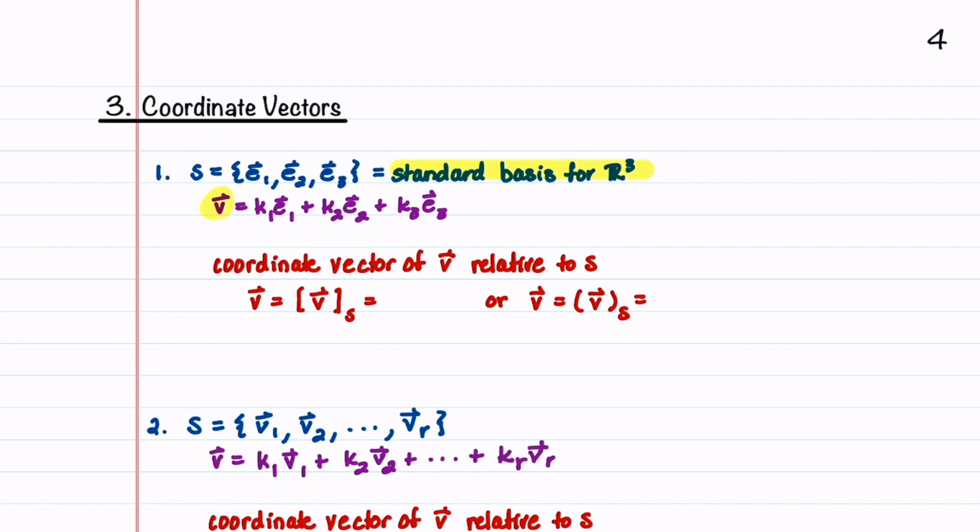The first way is in column vector form and looks like this. It's going to be k1, k2, k3, from that linear combination right there. Or we can write it in comma delimited form like this.